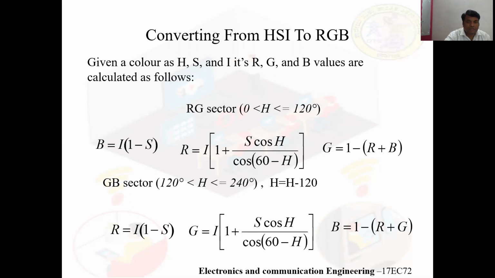In the GB sector, H is in between 120 and 240 degrees. H is equal to H minus 120. R is equal to I into (1 minus S). G is equal to I into (1 plus S cos H by cos of (60 minus H)). B is equal to 1 minus (R plus G).